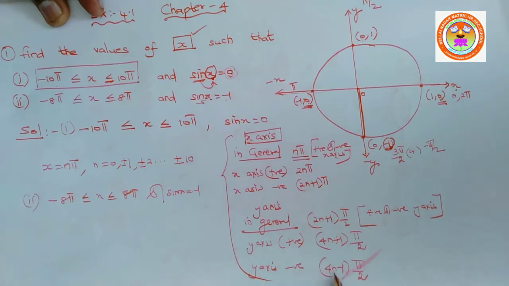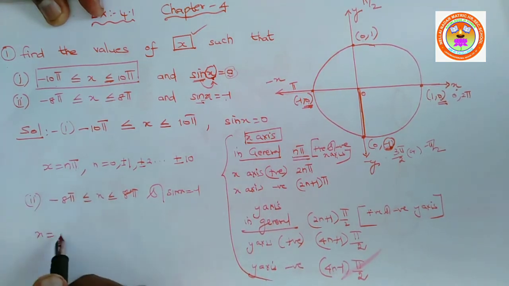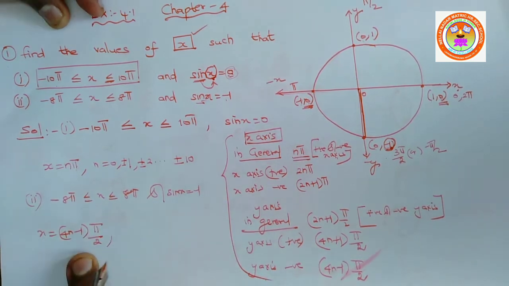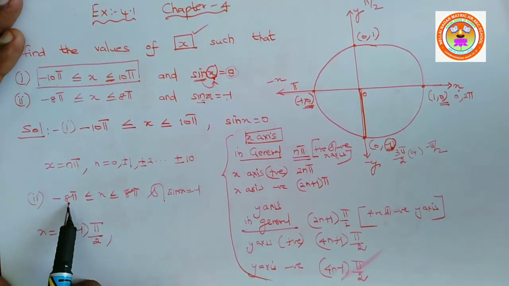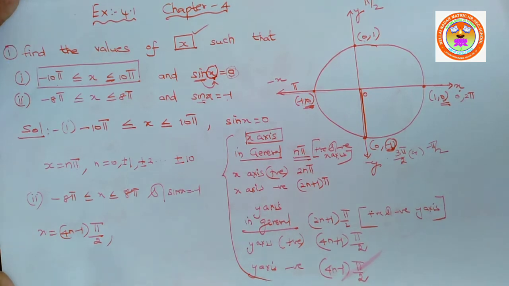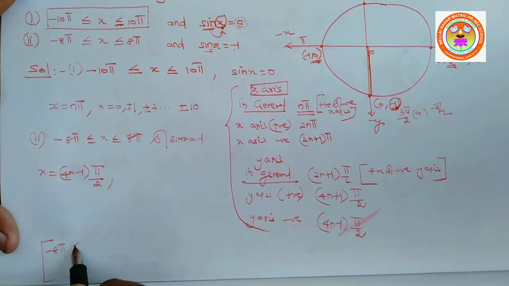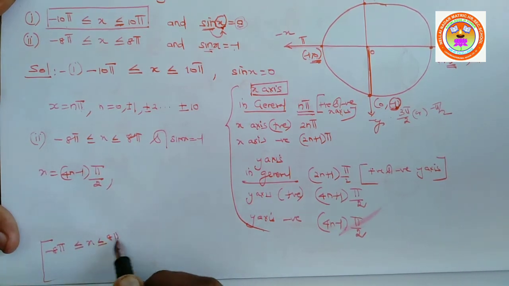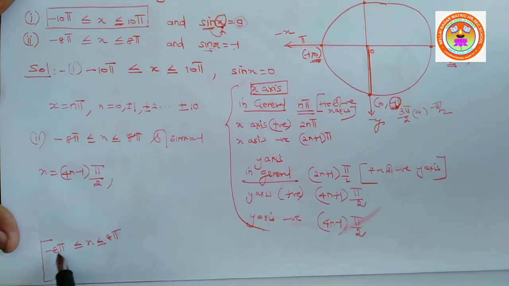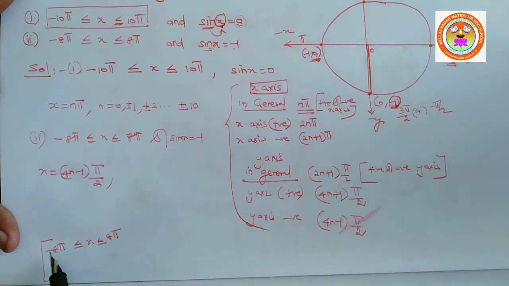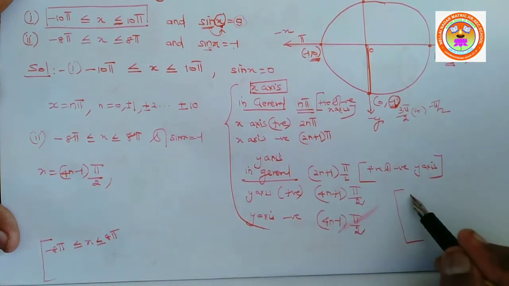The answer is 4n minus 1 pi by 2. So x is equal to (4n minus 1) pi by 2. Now I need to choose a suitable value, that is minus 8 pi to plus 8 pi. Listen very carefully. So I will take one rough column. Minus 8 pi less than or equal to x less than or equal to 8 pi. What is pi? Pi is nothing but 180. Therefore I will multiply 180 into 8.